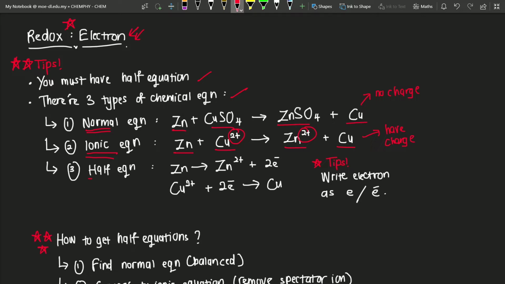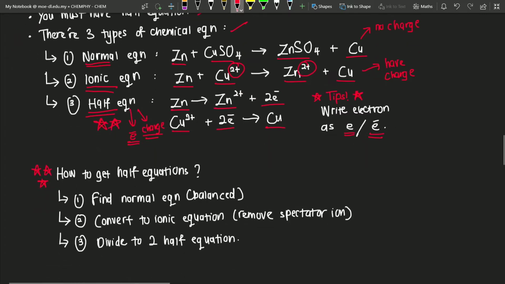And the third chemical equation is half equation, which is what we will learn today. Persamaan setengah. So persamaan setengah, dia kena ada elektron, kena juga ada charge. So for example, you got zinc, it will become zinc 2 plus ion and 2 electron. Copper II ion and 2 electron, it will become copper. So dia ada elektron, dia ada charge. So tips dekat sini, untuk you guys tulis elektron, boleh tulis sama ada berbentuk e macam ni, ataupun e and then ada simbol minus dekat atas elektron tu.